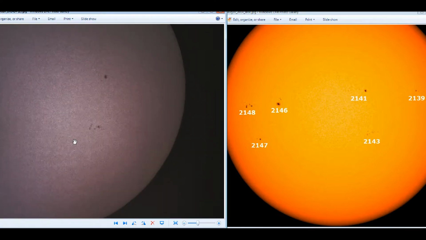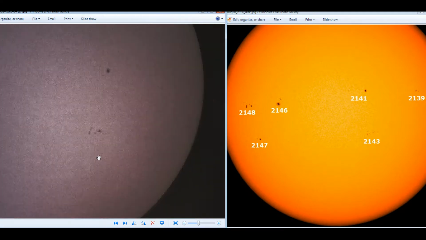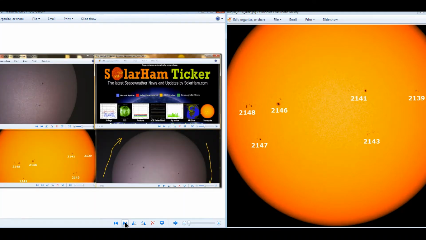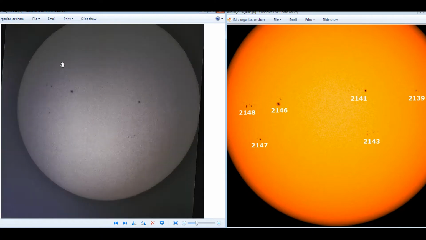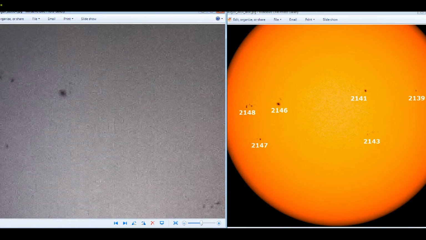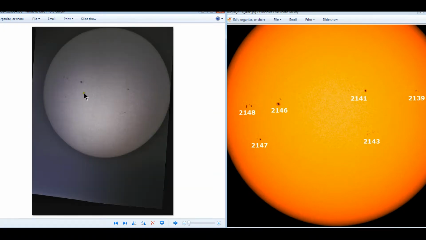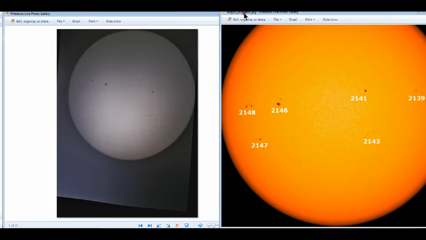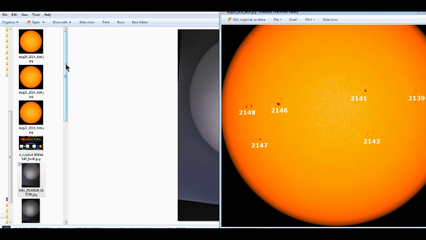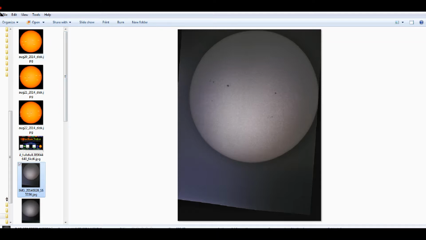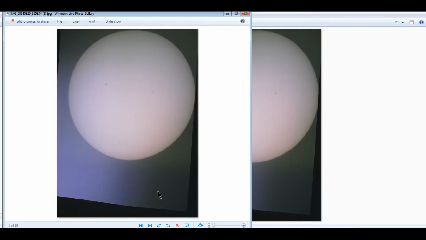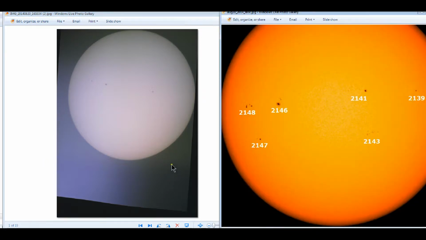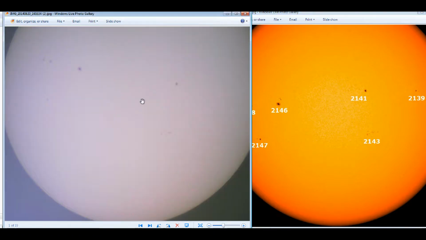Let me see if I can find another detail. Okay, this is the other image. I'm trying to find 2146. Yeah, solarhamticker.com or solarham.com. Let me see if I can find that one image. Okay, there's one. Oh, you know what? I think I have to go back. Let me leave that one up on the side and go back into the other folder and start looking. Bring their image back up. Oops. Okay, there it is. Okay, so we'll start from there.